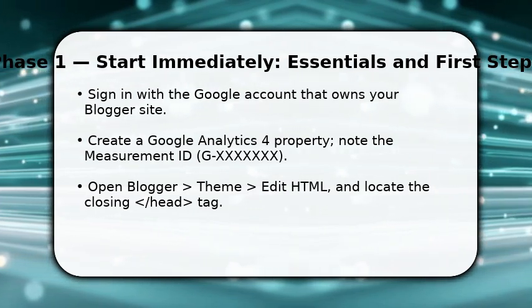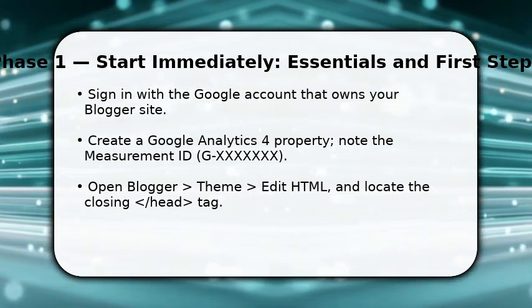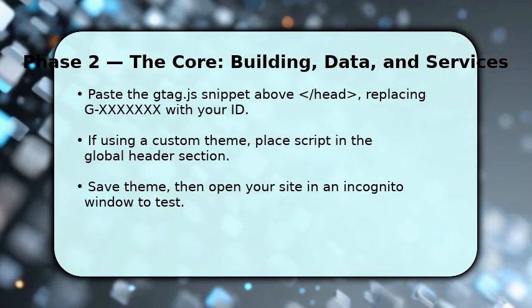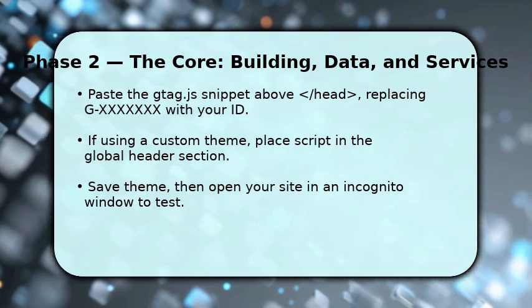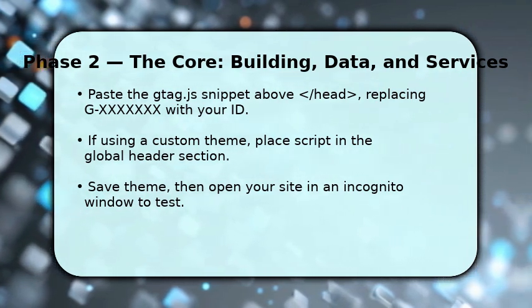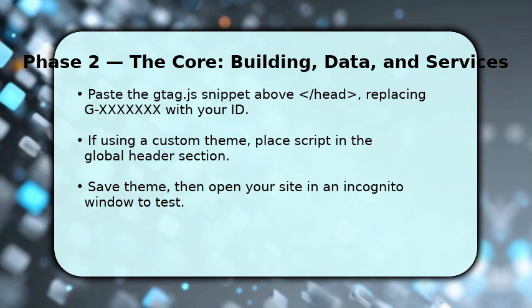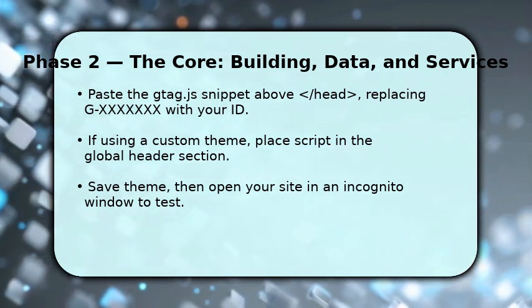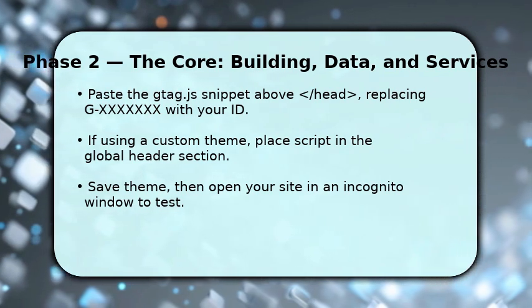You will paste the G tag JS snippet from your GA4 property into the template. Replace the placeholder with your actual measurement ID so data flows to the right property. If your theme has a global header section, use that. Otherwise, insert the snippet directly above /head. Save the template changes and publish.